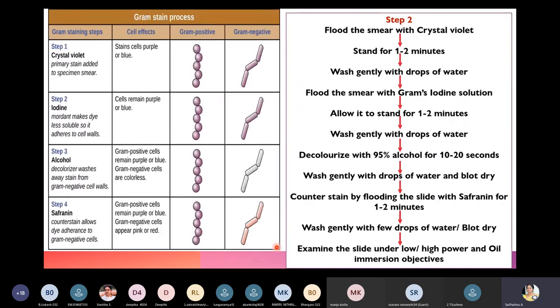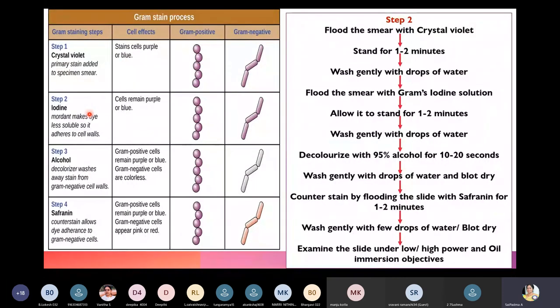Now this is a diagrammatic form where what we explained step by step is shown. In the first step, we are adding the crystal violet, which is the primary stain added to the specimen. This picture shows the gram positive and the gram negative bacteria. When we add the crystal violet, both organisms stain purple or blue.